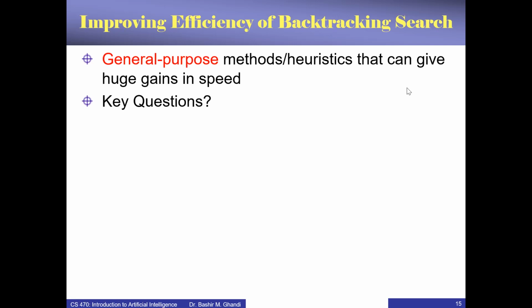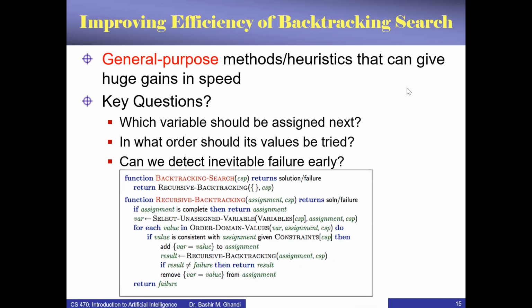The key questions to ask if you consider that algorithm are: one, which variable should be assigned next? If you recall, let me show you the algorithm. We have this method called select unassigned variable. At the moment, we are just choosing the next unassigned variable randomly. So the question is, is there a way to choose the next variable such that the algorithm will be faster? Okay, as we shall see, the answer is yes.